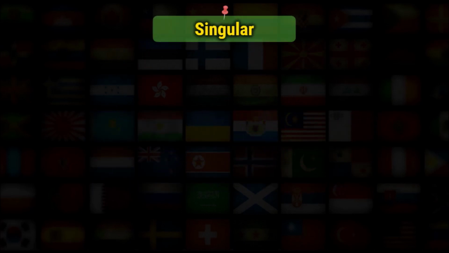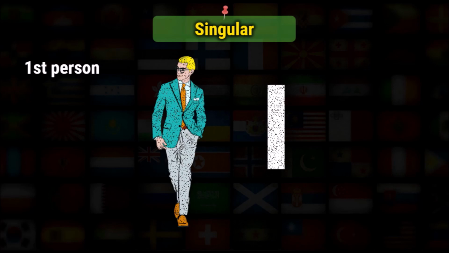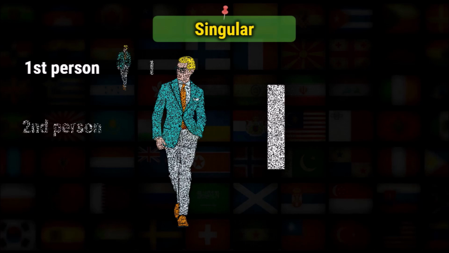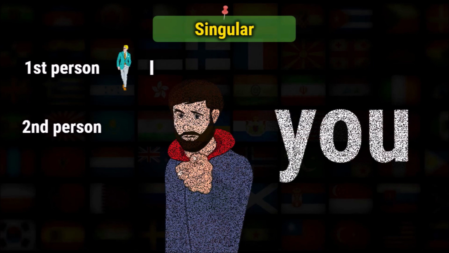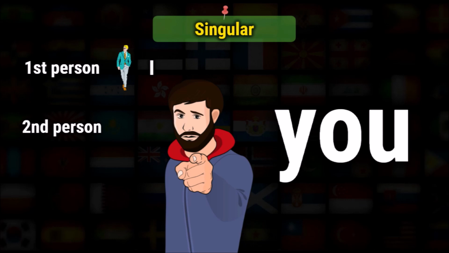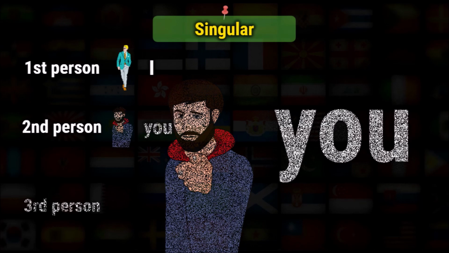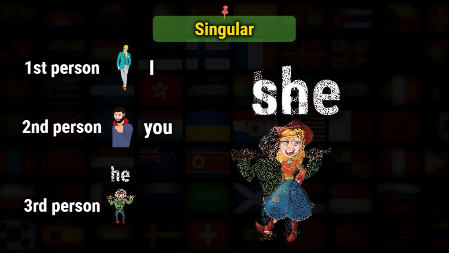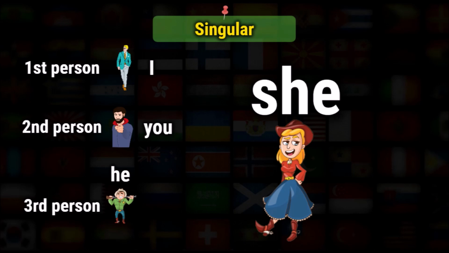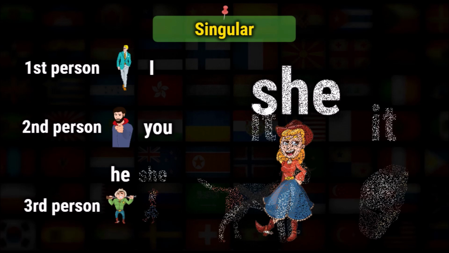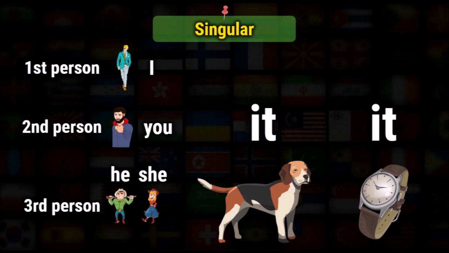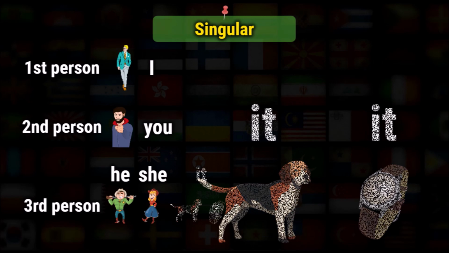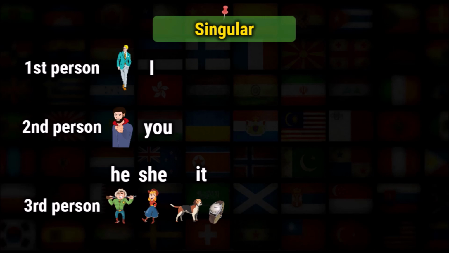Singular. First person: I. Second person: You. Third person: He. She. It. I, you, he, she, it.